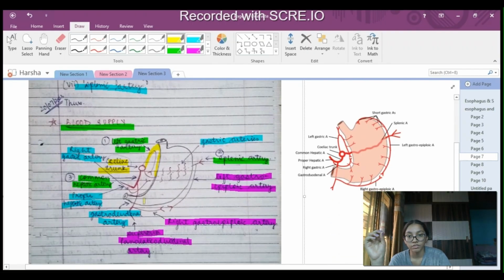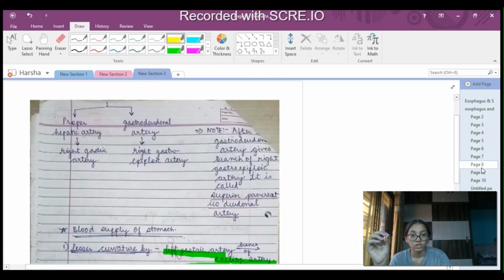This is the greater curvature. So it is supplied by the left gastroepiploic artery, which is a branch of the splenic artery, and the right gastroepiploic artery, which is a branch of the gastroduodenal artery. Clear? So this is the arterial supply.